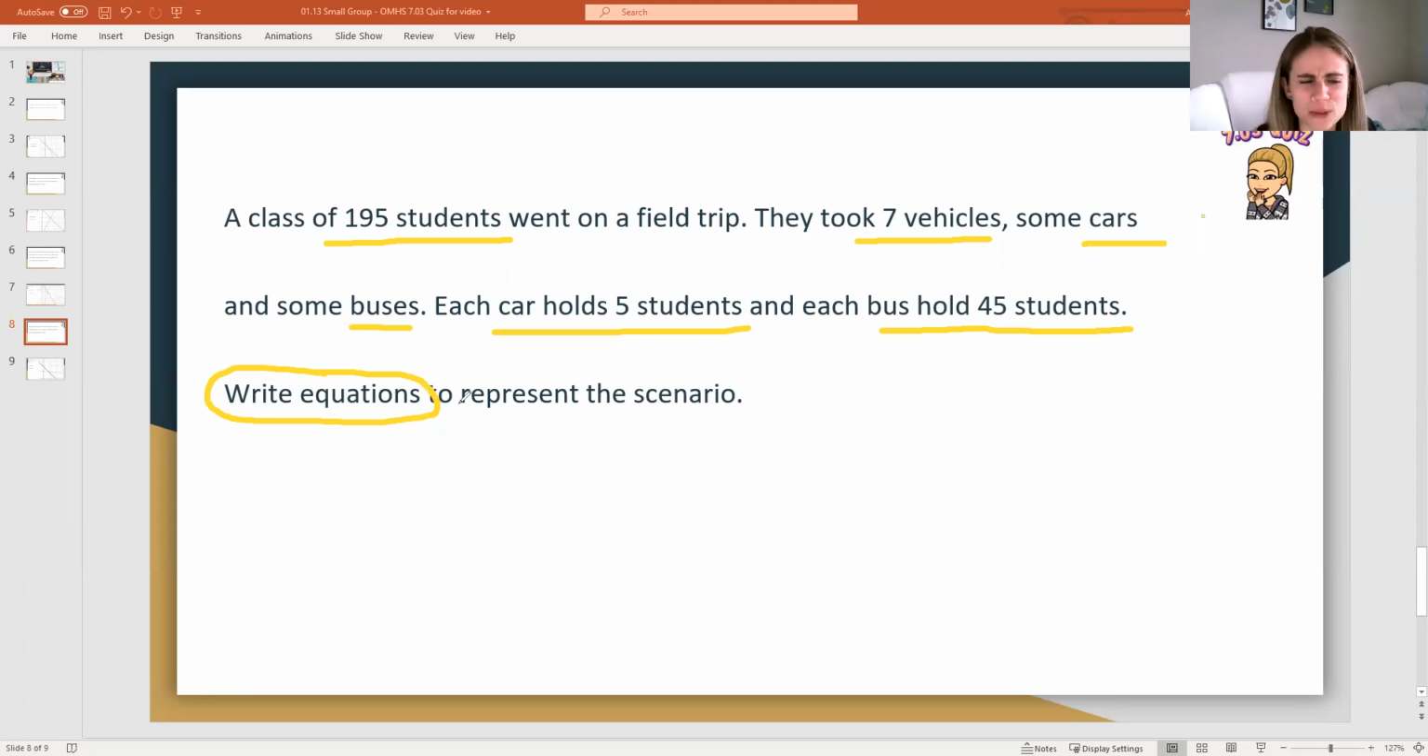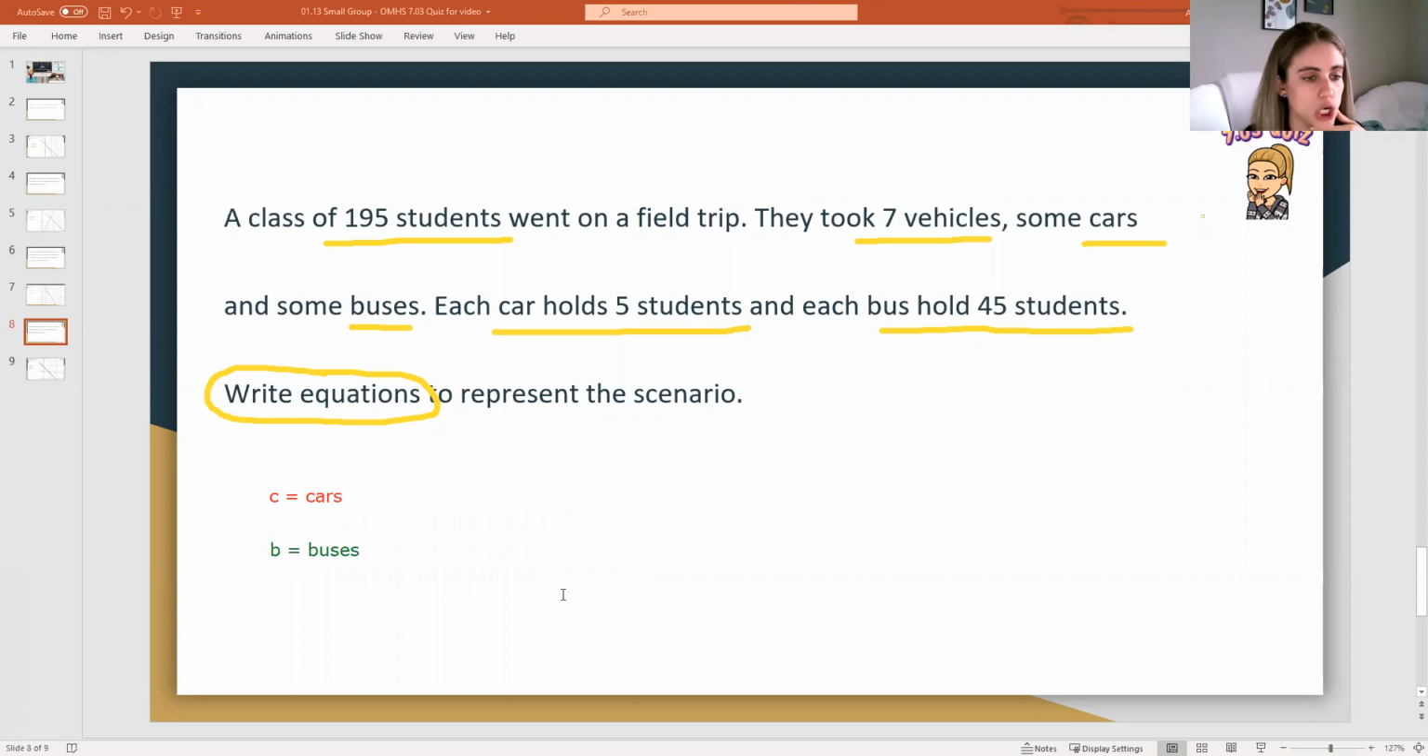All right, what are my variables? Well, my variables are the 2 items I'm dealing with. And I see that I am dealing with cars and buses. Those are my 2 different types of vehicles. Let's use C to represent cars and B to represent buses.